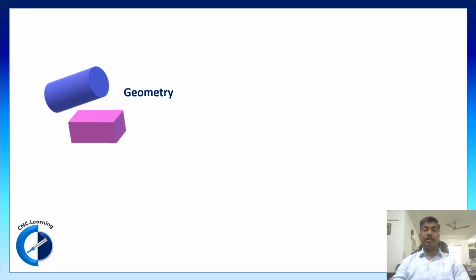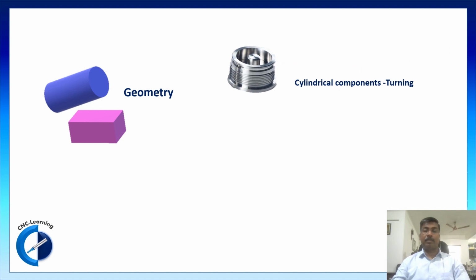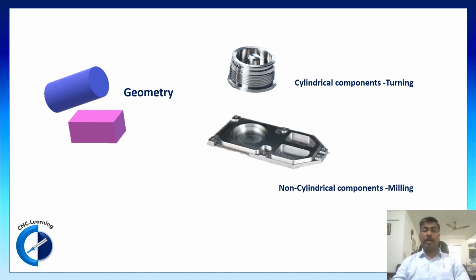Now let us see geometry of the component. Any cylindrical component you want to make, you need to select a turning center. If your part is cylindrical and having some minimum features of milling, you need to choose turn mill, and any non-cylindrical component you need to choose a milling machine.